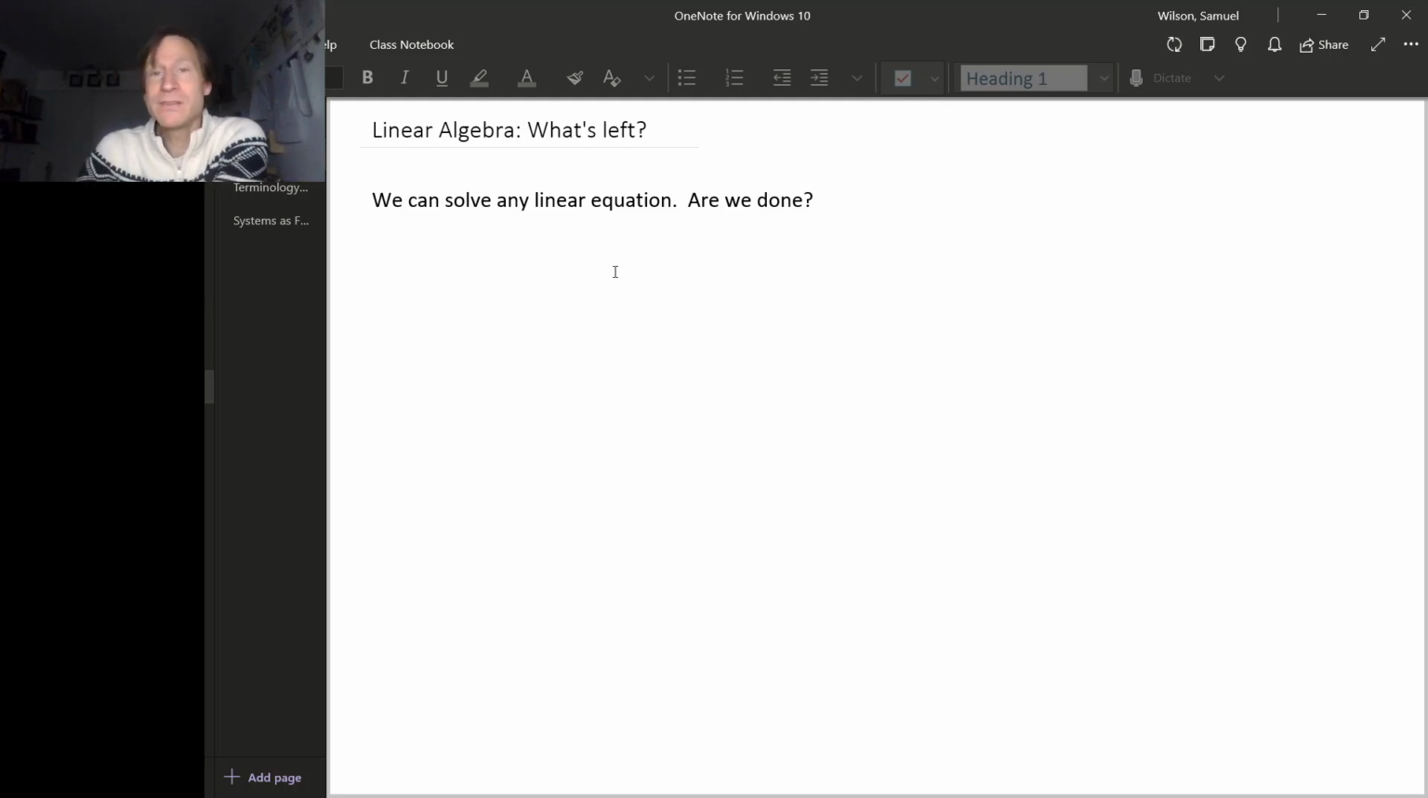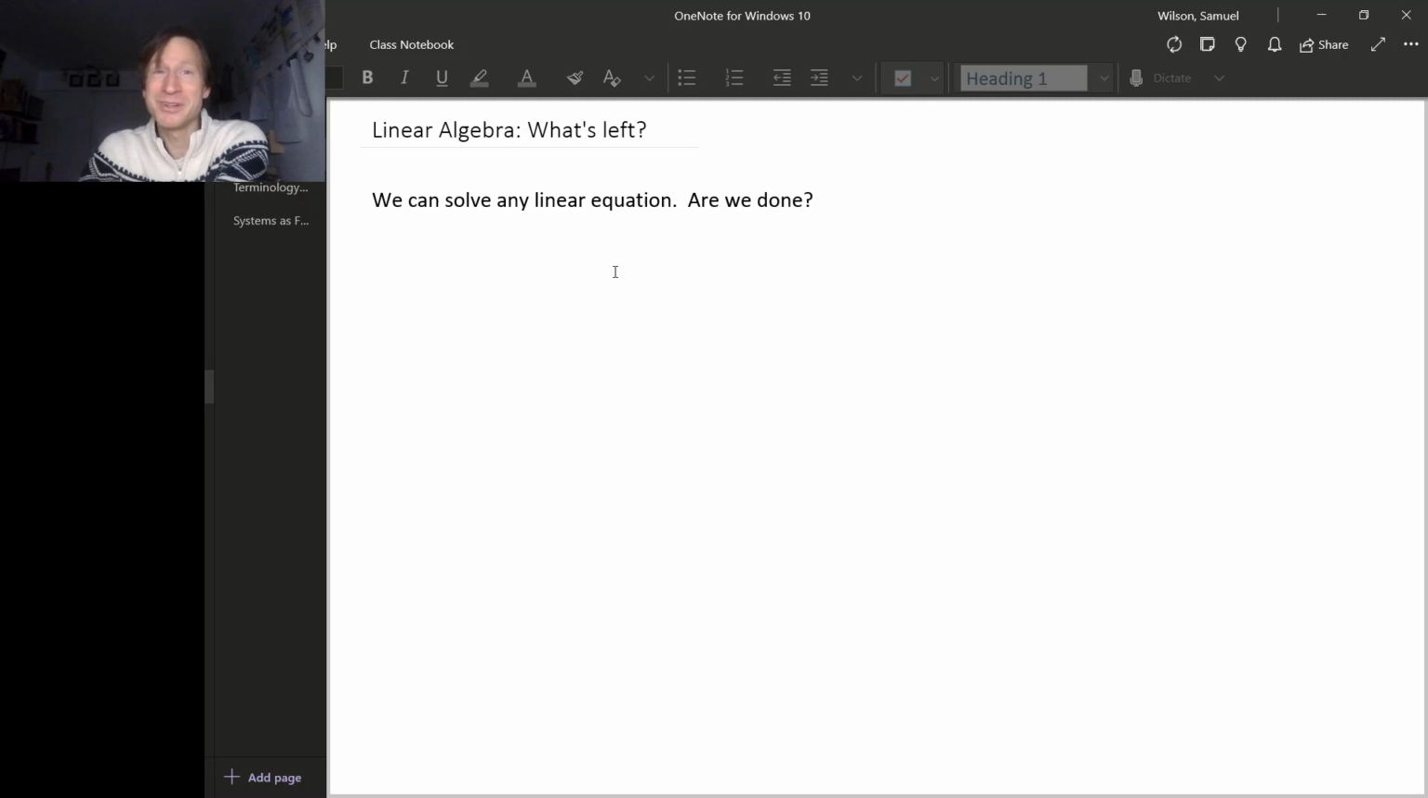At this point, we can solve any system of linear equations. We can write it as an augmented row matrix and then reduce that row matrix using Gaussian elimination to reduced row echelon form, and then we can read off all of the solutions to that system of equations.